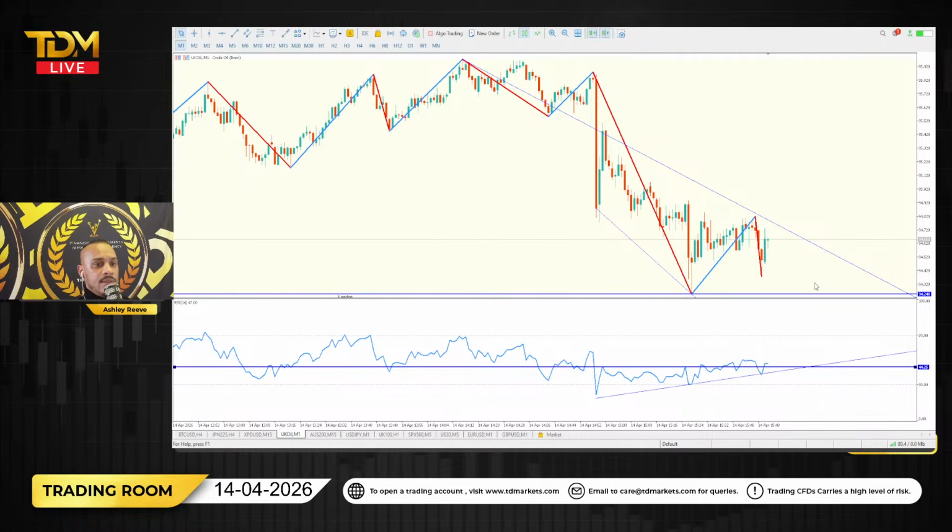And not only that, the RSI has moved back into the 45. Yep, it has. It's gone back into the continuation zone.